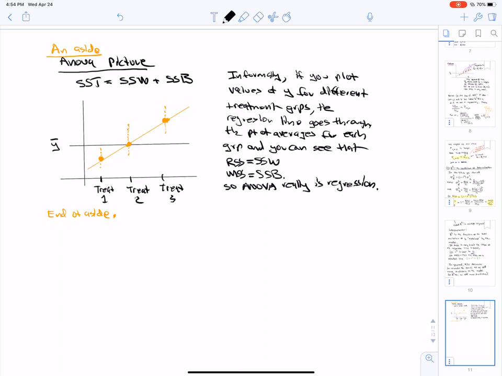In ANOVA, our null is that the treatment groups all have the same mean, and in regression, our null is that the slope of the regression line is 0, and those correspond, right? Because if the means are all the same, then the line is horizontal, and if the line is horizontal, the slope of the regression line would be 0.